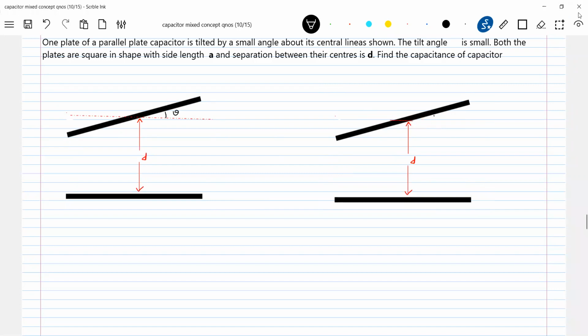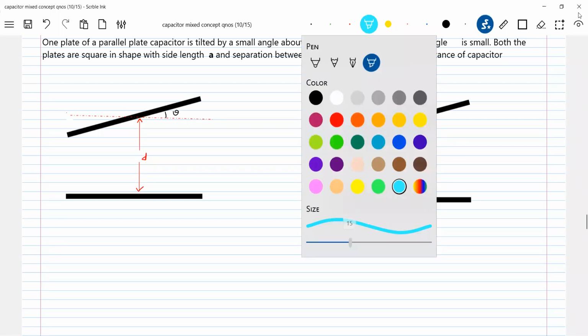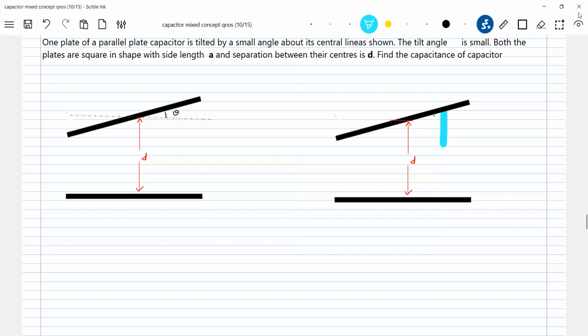Let me take this one. So there's a separation between the plates. I'll assume a strip. Let me assume a strip, that one. So let's find out the first capacitance of that. Then I'll go for the total capacitance. So this will be the triangle we'll encounter.